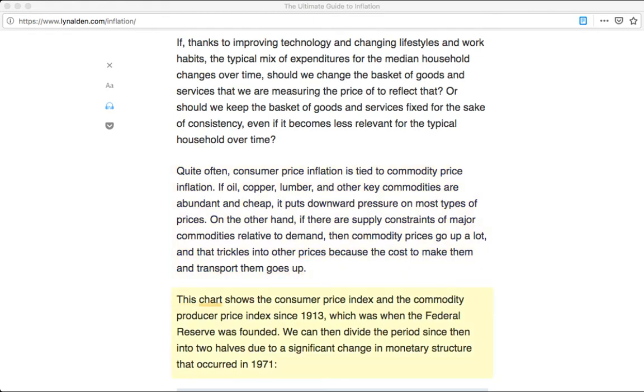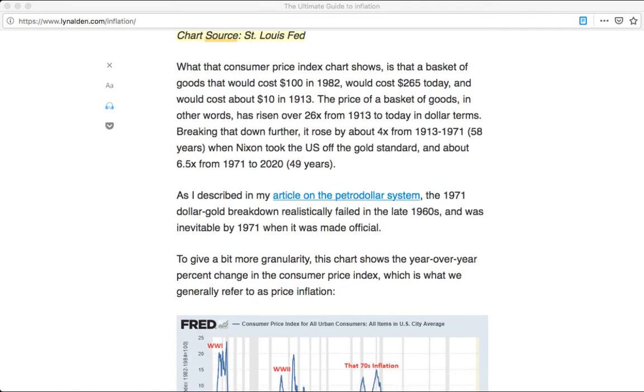This chart shows the Consumer Price Index and the Commodity Producer Price Index since 1913, which was when the Federal Reserve was founded. We can then divide the period since then into two halves due to a significant change in monetary structure that occurred in 1971. Chart source: St. Louis Fed.